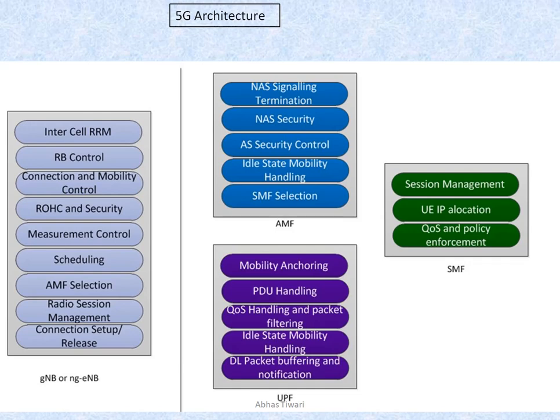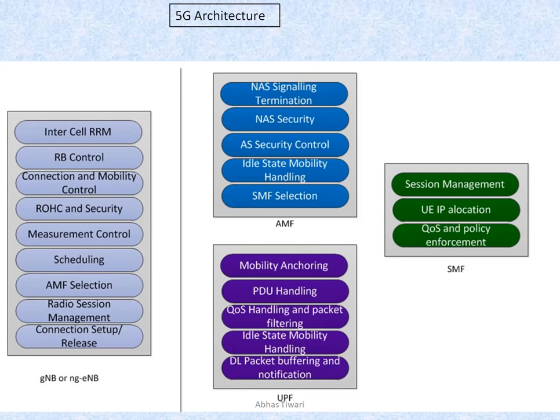The fourth important block in this architecture is called UPF. UPF is responsible for PDU handling, mobility anchoring, QoS handling of packets, idle state mobility handling, DL packet buffering and notification. So these are the few important functions of the four important blocks in this 5G architecture. The rest we have already discussed in the last lecture, the last session.